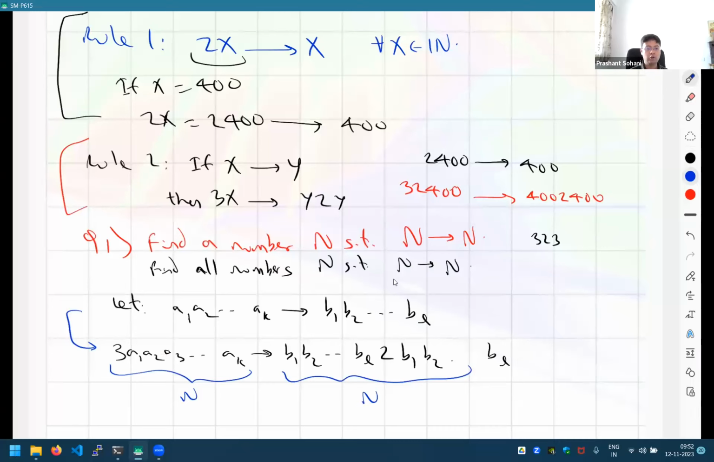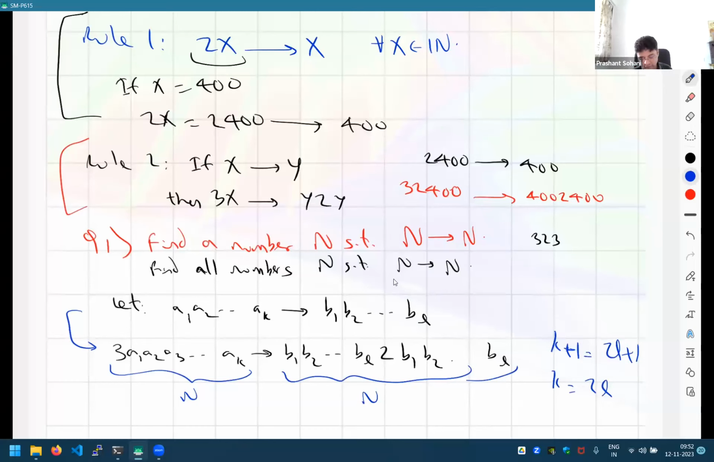So then we can start to compare digit by digit, right? So first thing is, what can we say about the length K and L? How are they going to be related? So K plus 1 would be equal to 2L plus 1. Right? K plus 1 has to be equal to 2L plus 1. In other words, K has to be equal to 2L. Okay, that's the first thing.